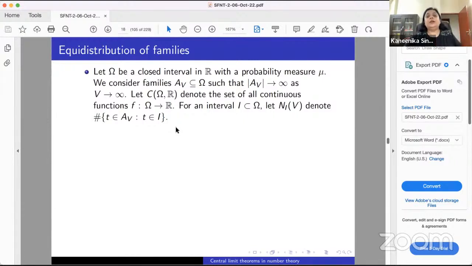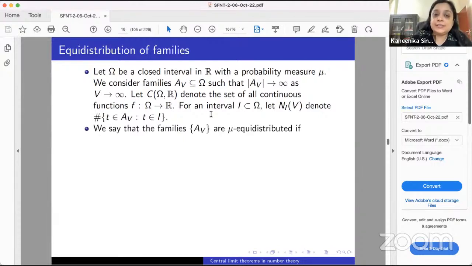Okay, I'll continue. For an interval I in omega, let n sub I of v denote the counting function corresponding to A sub v. That is, the number of t in your family A sub v which lies in this fixed interval I. This is a generalization of the counting function that we saw for zeta zeros before. We could have different types of families where we can define these counting functions.